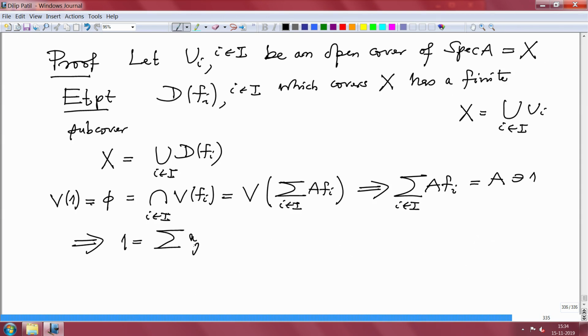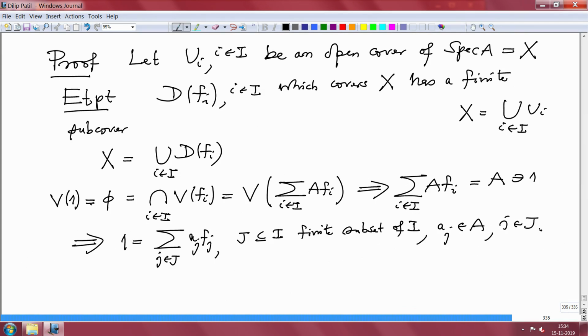So I will call it sum a_j f_j, j in J, where J is a finite subset of I, and these coefficients a_j are in the ring A. But this will mean already that V of the ideal generated by the f_j's, they are finitely many now, is already empty, because 1 belongs there.